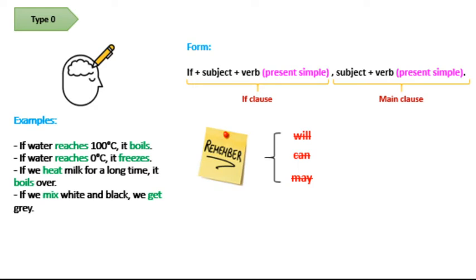Okay? So now, when do we use this conditional type 0? To describe which kind of situation? We use conditional type 0 when we speak about scientific facts or something that is 100% true or simply general truth. Okay, so now we are done with the type 0. Let's move to learn more about type 1.